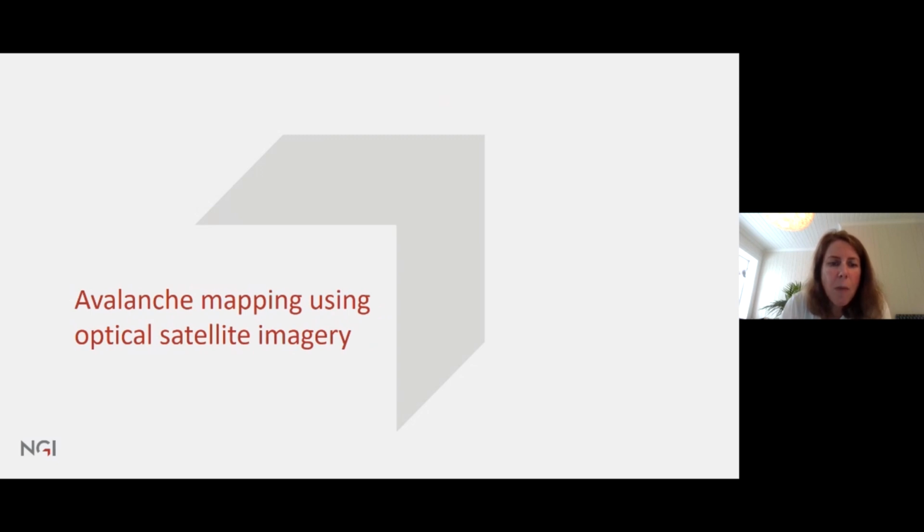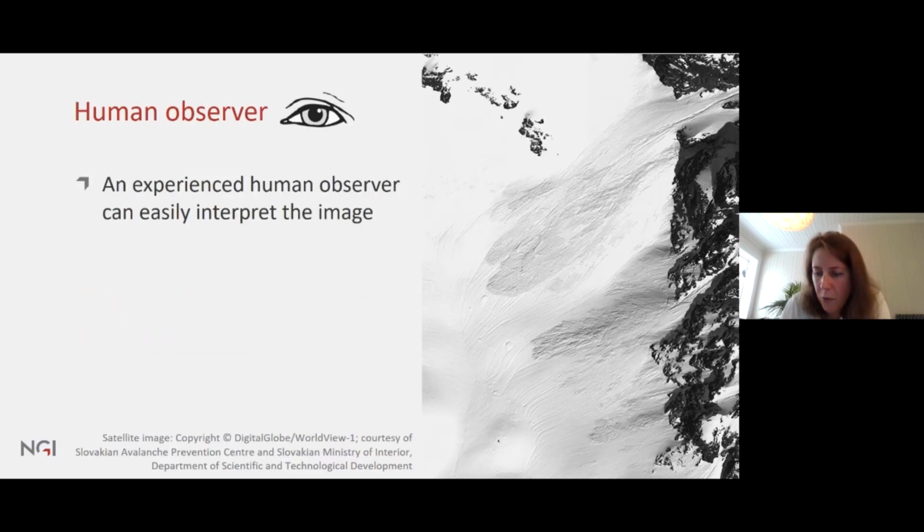I will show you some examples now of how we do this with optical satellite imagery. Here you see again a WorldView-1 image from an area in the Czech Republic, from the Tatra Mountains. Again, as a human observer, you will be very easily able to identify the avalanche deposits from the bare snow, from the glare, and from the rock slopes.